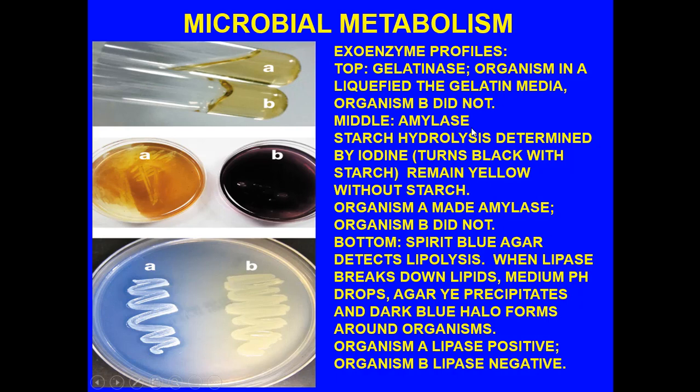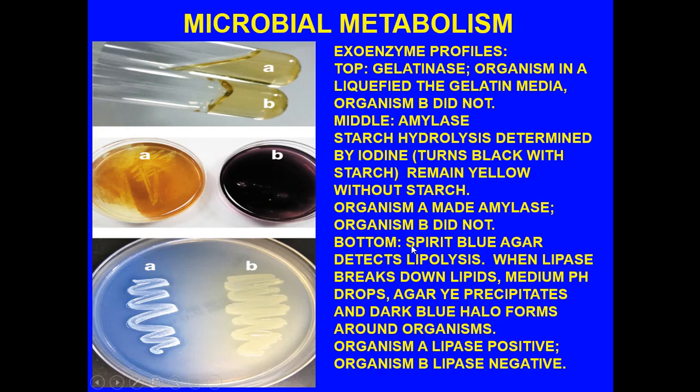Let's go to the middle test. This is an amylase starch hydrolysis determined by iodide. Now keep in mind that iodide, or they might call it Lugol's iodide, IKI, iodine with potassium iodide. Basically, upon contact with starch, it turns black. Now, if it doesn't come in contact with starch, it remains yellow. Now, what you see here is A makes amylase. It broke down the amylose there, so there was no substrate of amylose present, the starch, so you didn't get a blackened color. Organism B does not make amylase, and therefore when you added the iodide, the surface of the plate turned black.